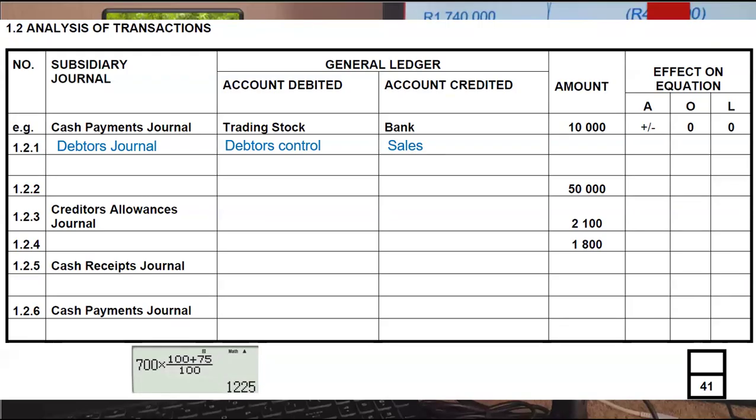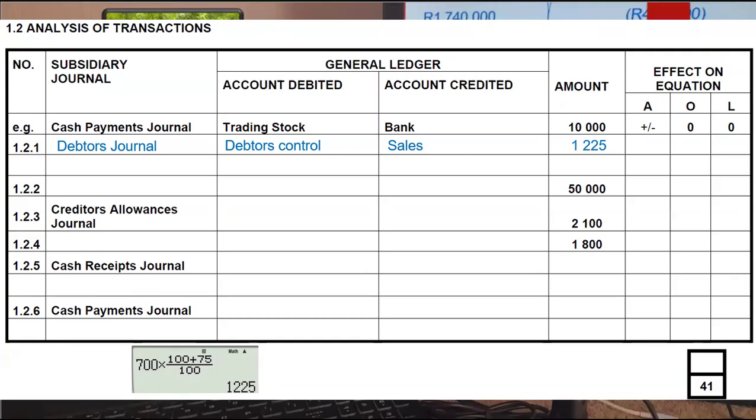So to calculate the selling price, you will simply take the cost price multiplied by 100 plus 75, divided by 100. It'll give you 1,225, which is the selling price of these goods. So when you're given the cost price and you want to calculate the selling price, you will simply take the cost price multiplied by 100 plus markup, divided by 100.